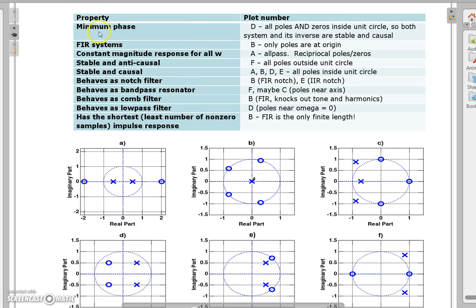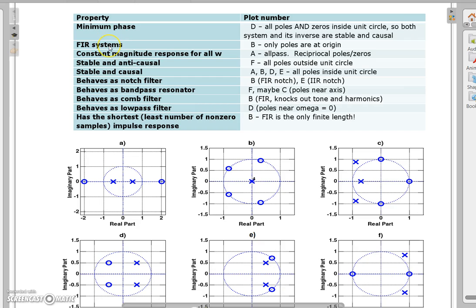So minimum phase, what we're looking for there is something that has all of the poles and all of the zeros inside the unit circle. So if you look through here, it's this one, okay? What that means is if we take the inverse of this, the zeros will turn into poles, the poles will turn into zeros. Remember, something that's stable and causal has the poles inside the unit circle. So both this system and its inverse are stable and causal.